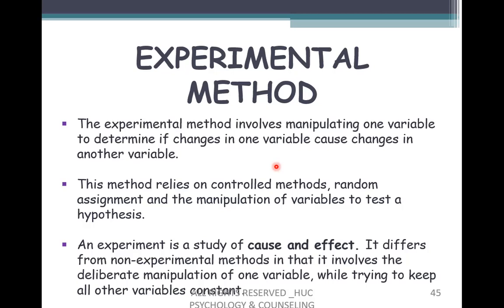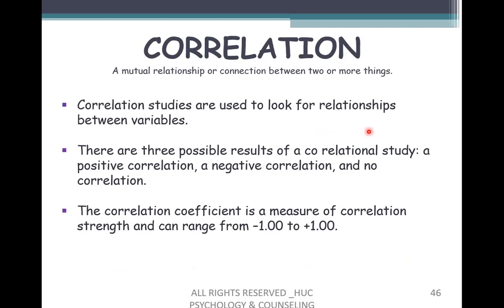Or else they change the environment of B and check whether A has some changes due to the change in B. So by keeping one stable, the other one they are changing. That is called the experimental method. So an experiment means there should be some sort of comparison. One should be constant, the other one should be changing. That is how they use the experimental method.